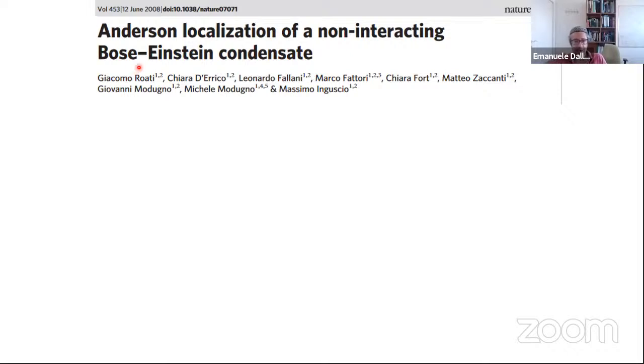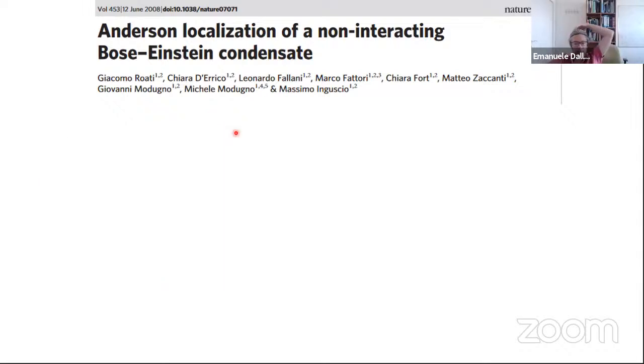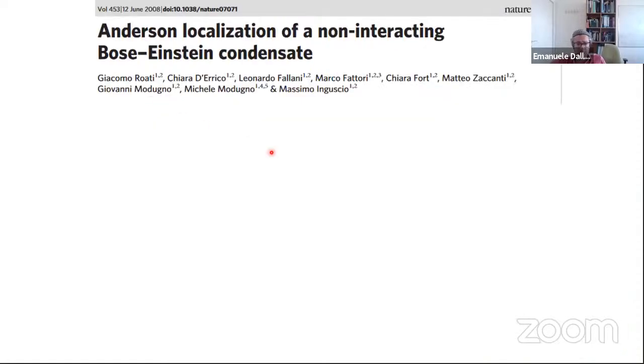So let me now focus on an earlier experiment, which is Anderson localization of a non-interacting Bose-Einstein condensate. And what is the difference? So what was the challenge? The challenge here was to obtain a potential that varied a lot. Okay, so you need to work hard on your speckles, so you have a potential that really varies a lot over small distances. This was the challenge.